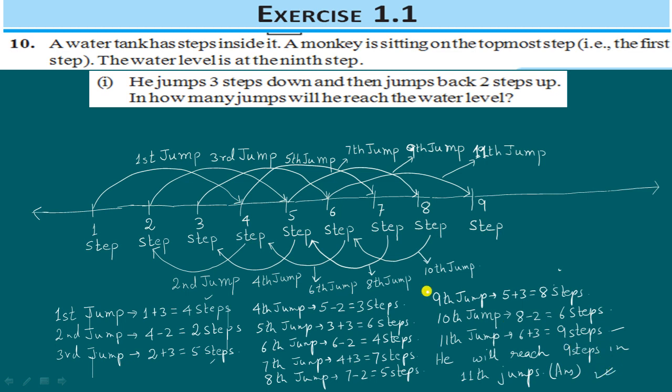Right, the question is, in how many jumps will he reach the water level? He will reach the water level at the 9th step in 11 jumps. That means he will reach the water level in 11 jumps. Right, that is the answer.